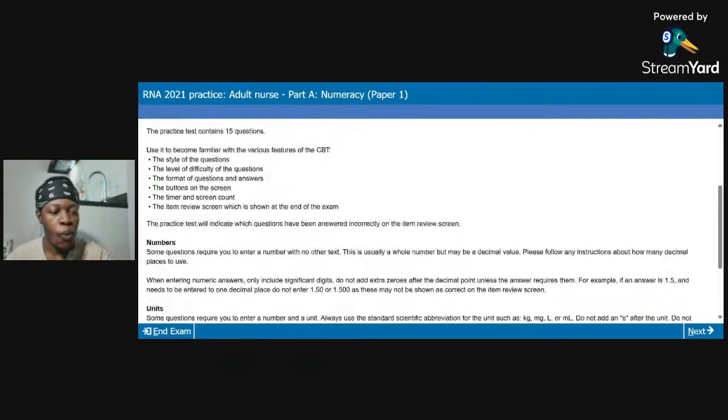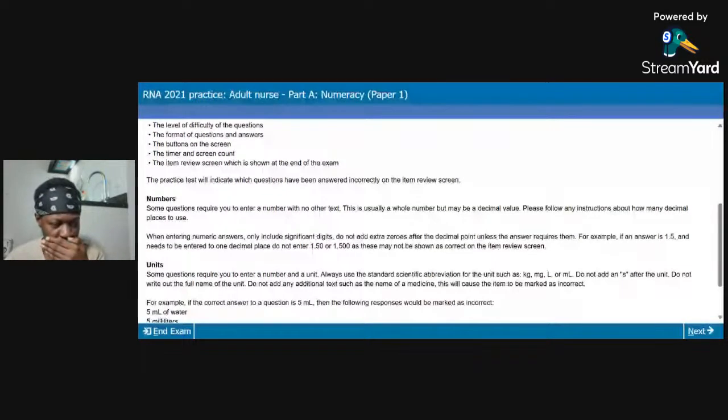When entering numeric answers, only include significant digits. Do not add extra zeros after the decimal point unless the answer requires them. Never forget that. For example, if an answer is 1.5 and needs to be entered to one decimal place, do not enter 1.50 or 1.500, as this may be shown as incorrect on the review screen.